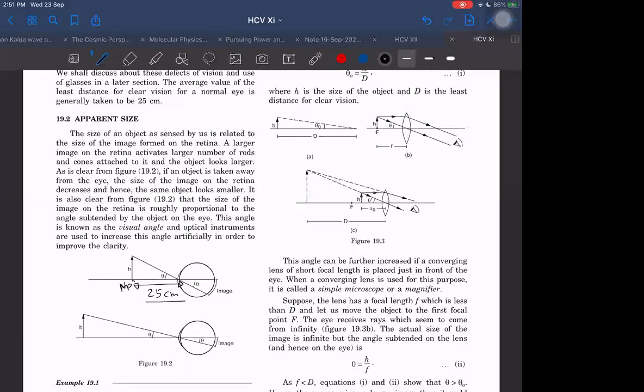Anyway, let us say we are going by the standard definition and we are keeping it at a distance of 25 centimeters. Then we are getting some angle theta. But I want to magnify further. I want to make it appear larger. So if I am looking at a small, what is it? Some insect.